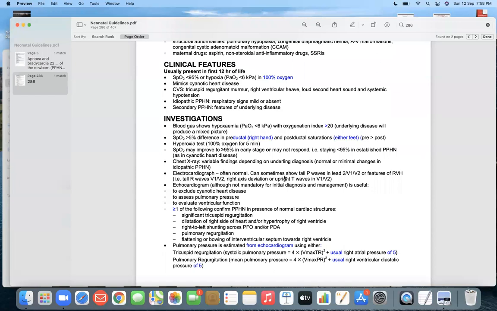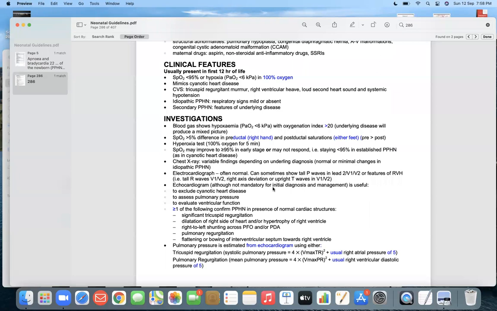Electrocardiography is often normal. Sometimes it shows tall P waves in leads V1 and V2 or features of RVH: tall R waves in V1 and V2, right axis deviation and upright T waves. Those are features of right ventricular hypertrophy. Also tall P waves like P pulmonale, which indicate increased right atrial pressure. So you see tall P waves, P pulmonale, or features of RVH like tall R waves and upright T waves in V1 and V2.